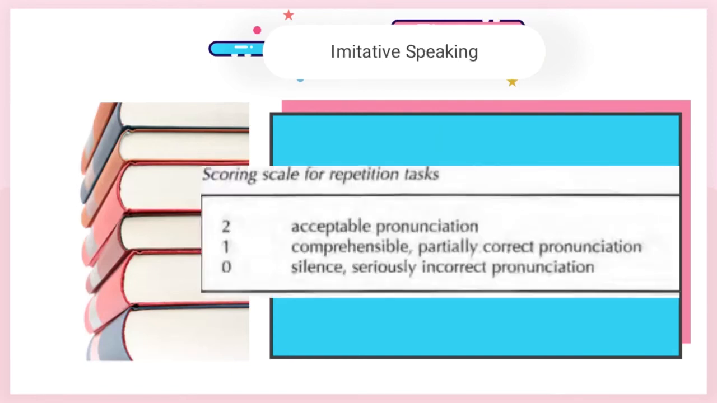Like here, the scoring scale for a repetition task. Score 2 for acceptable pronunciation. Score 1 for comprehensible but faulty pronunciation, and score 0 for silence or seriously incorrect pronunciation.